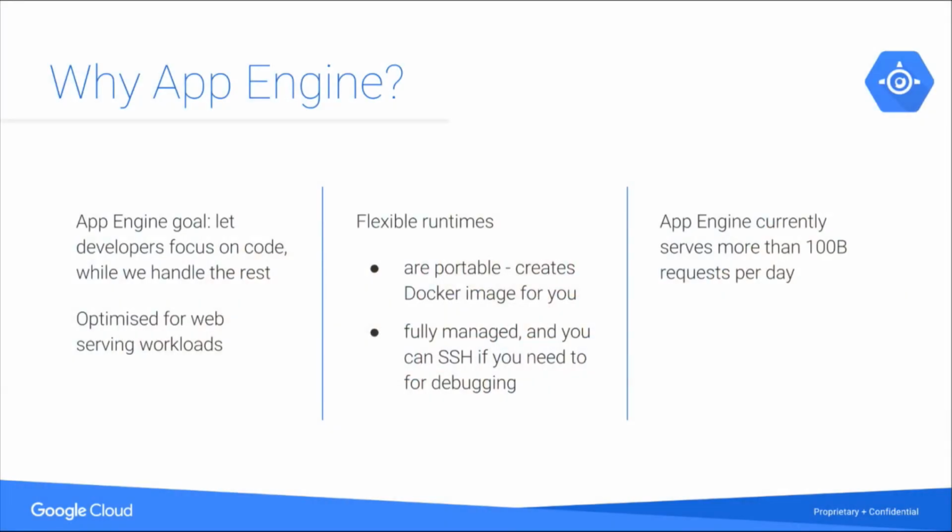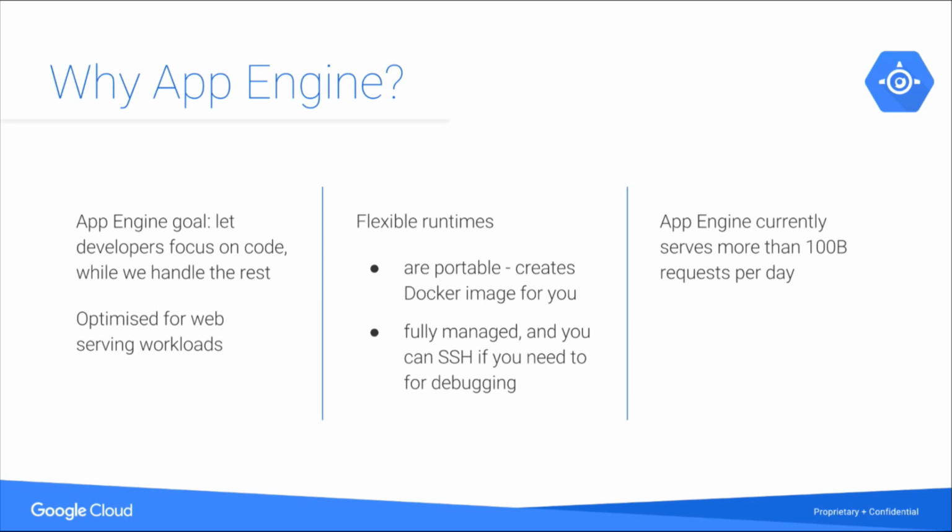Before we go there, why App Engine? App Engine is basically for you to focus on the code, so that we handle the rest. It's really optimized for web serving workloads. You have flexible runtimes. So if something is running on App Engine, you can create a Docker out of it, and then you can take the Docker to your on-prem or your own machine or to any other cloud provider.